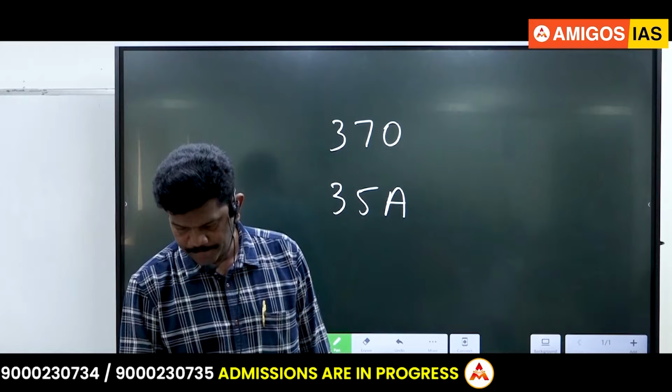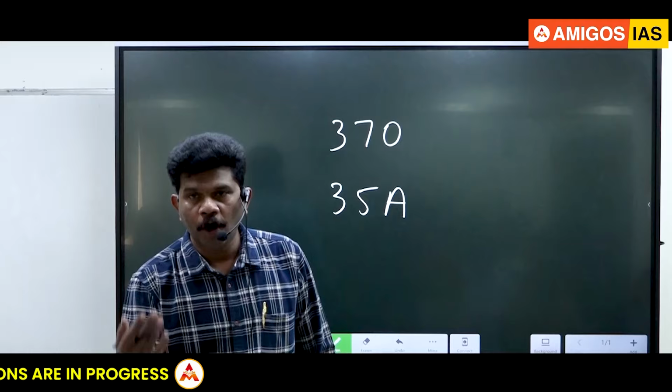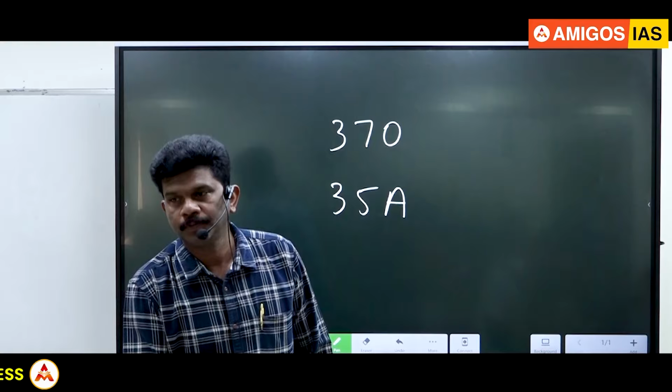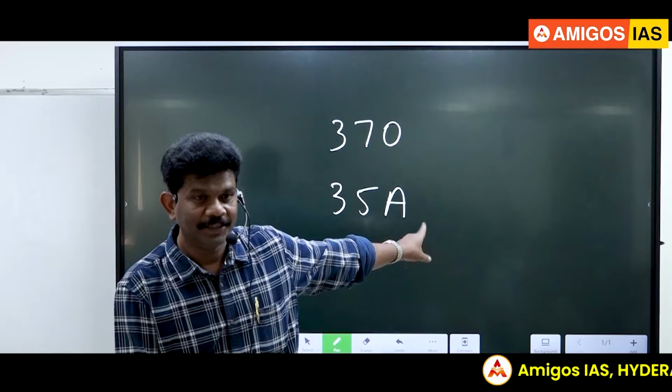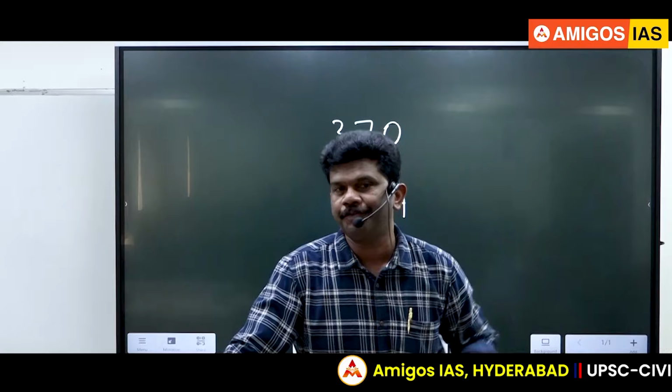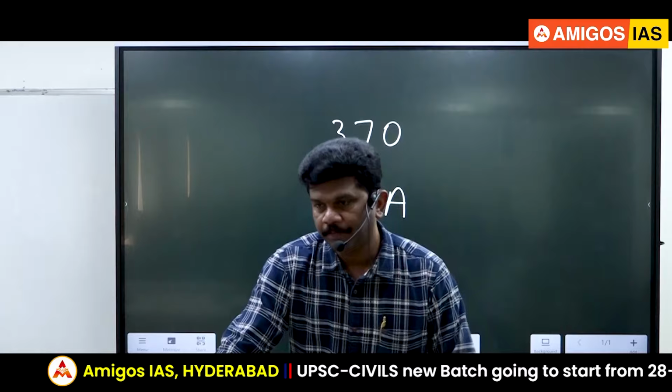So, how was 35 capital A introduced? If you want to introduce an article in the Constitution, what is the process you have to do? You have to amend the constitution. How was 35 introduced? Without amendment. Understand? This is a significant thing here. 35 was introduced with a presidential order in 1954. So it was not introduced by amending the constitution under Article 368. It was introduced by presidential order. Write that point.